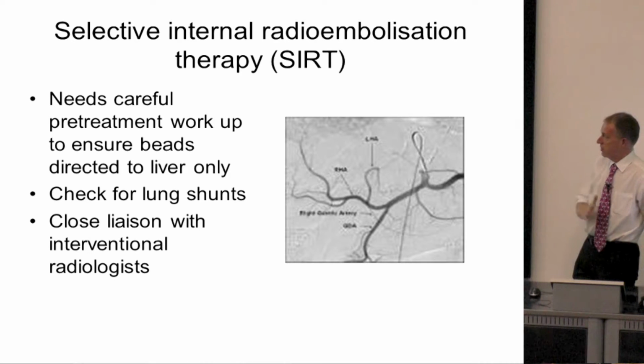And if there is stuff going where you don't want it to go, the radiologist can put coils in to embolise those arteries so that you don't get stuff going into inappropriate places. So you do need somebody with really significant expertise of looking at where the stuff's going and knowing how to deal with problems and nip those out before you give the treatment.